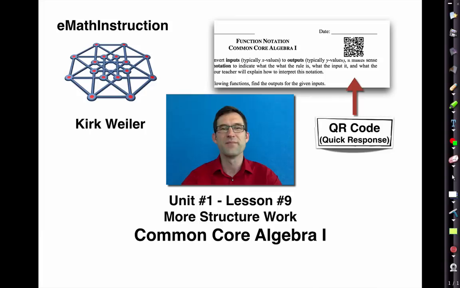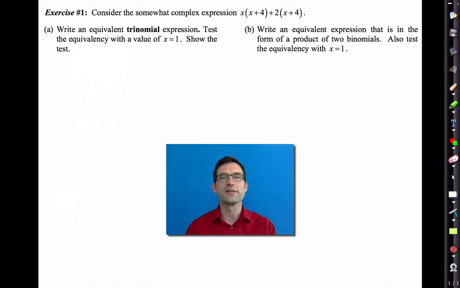Alright, let's begin. One of the most important things in Common Core Algebra 1 is seeing structure in expressions. In other words, being able to look at parts of an expression and treat them as a single entity. So we're going to do this work like we did in a previous lesson, but it's going to be a little bit more complex. Still, I want you to try to have fun with it because I think it's kind of cool. Let's take a look at the first exercise.